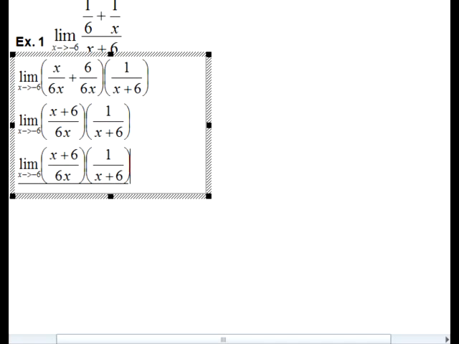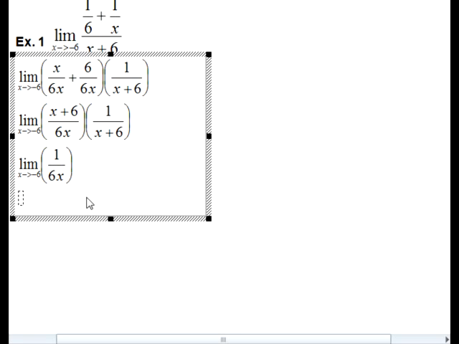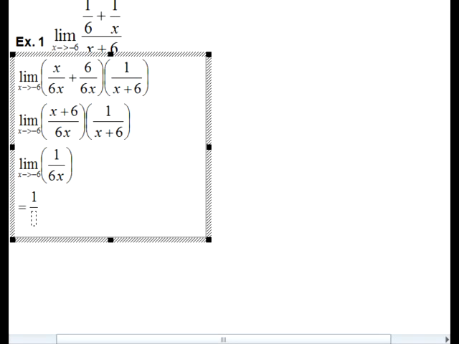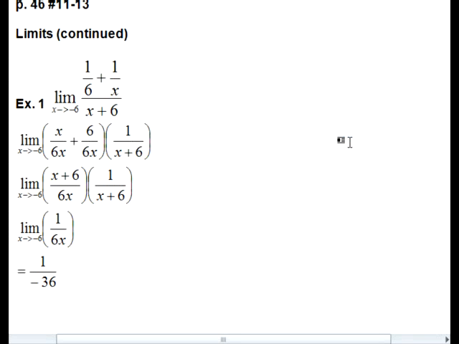Okay, great. Then all the x plus 6s are conveniently going to cancel. We're just going to be left with 1 over 6x. Then we're going to evaluate, and that just equals 1 over negative 36, and all is well. Alright, please be brave and ask questions to Michael if you need to. There's example 1.